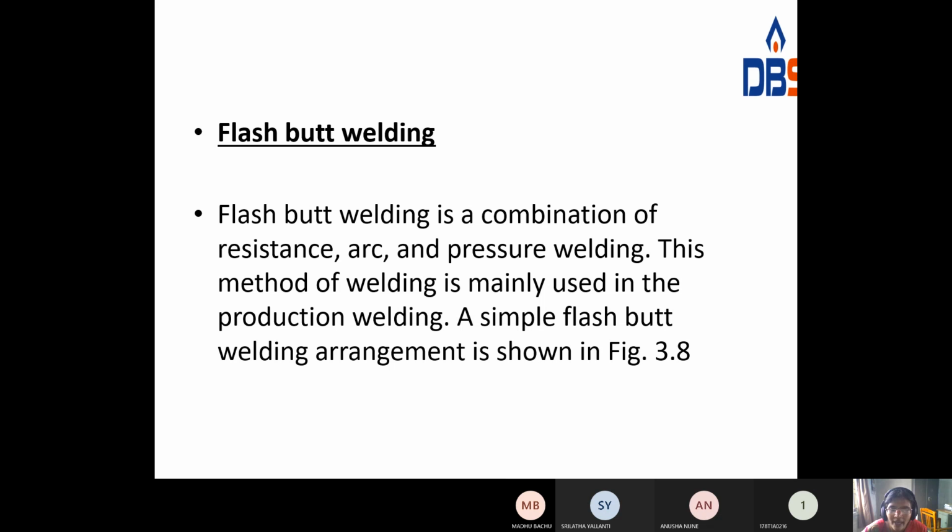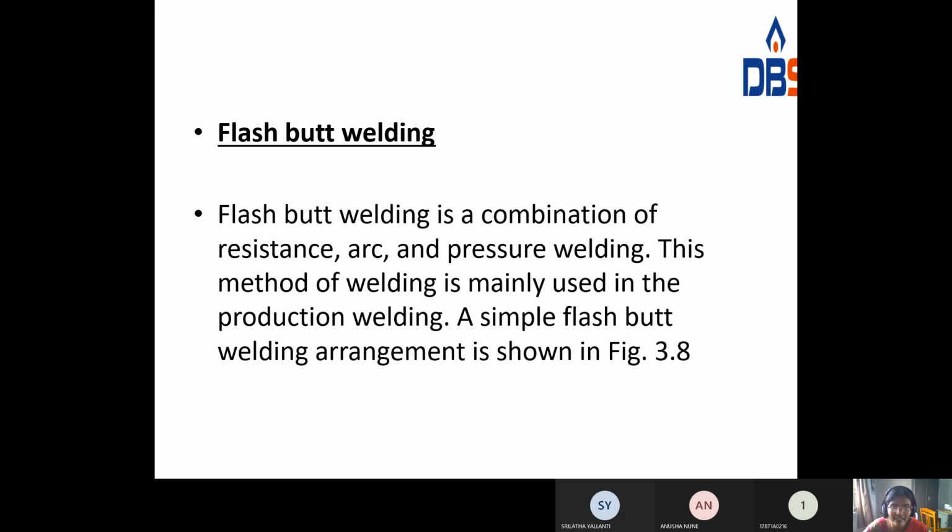Flash butt welding. Flash butt welding is a combination of resistance, arc and pressure welding. Welding is mainly of two types: resistance welding and arc welding. You will discuss arc welding later, after completing resistance welding. Here you can say that flash butt welding is a combination of resistance, arc and pressure welding. This method of welding is mainly used in production, where you have to produce any metal, so in those cases you use flash butt welding.